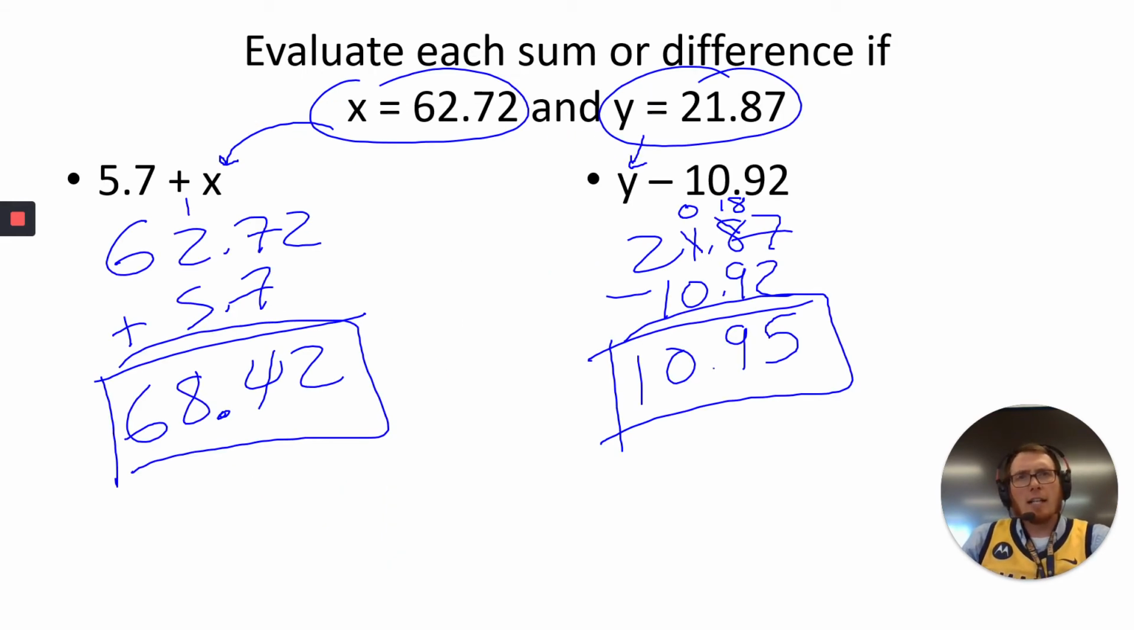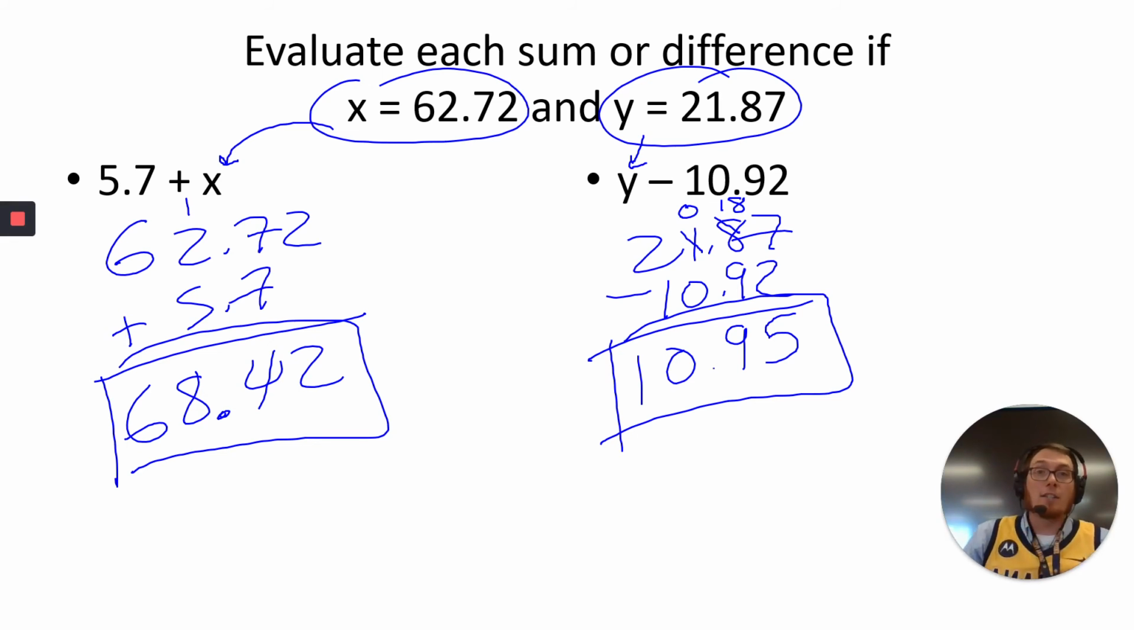The other questions that I have here are evaluating. So evaluating is just a way to say find the answer when you're combining terms in like an expression. And it says evaluate the sum or difference, and they give you an x and y. That's just substitution. For the first one, it's going to be 5.7 plus that x value of 62.72, and you just add them together. Notice it doesn't matter which number's first. Some of you may put 5.7 first. Others of you put the 62.72 first. It won't matter which one's first in addition, okay, because the commutative property says it doesn't matter.